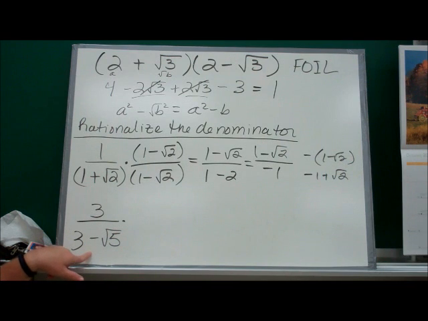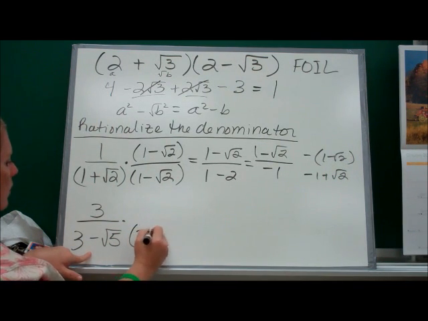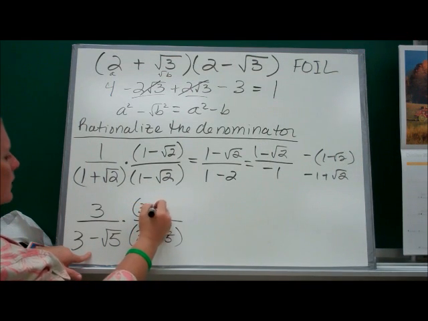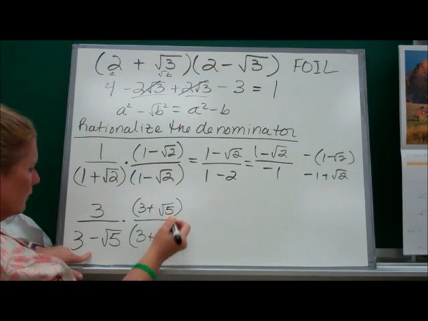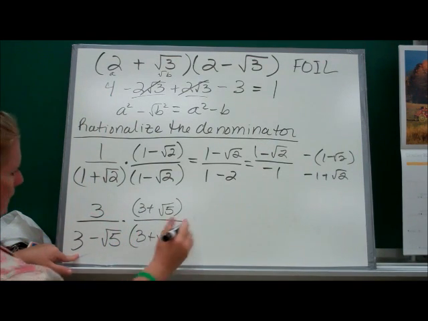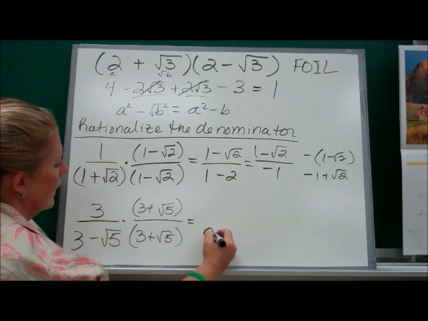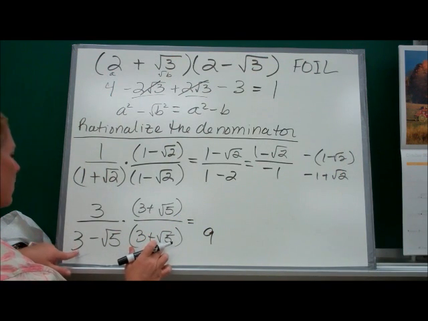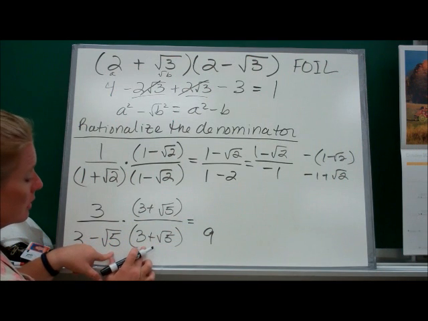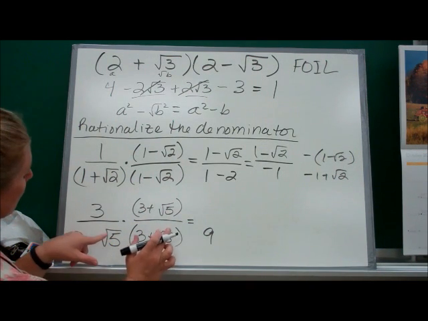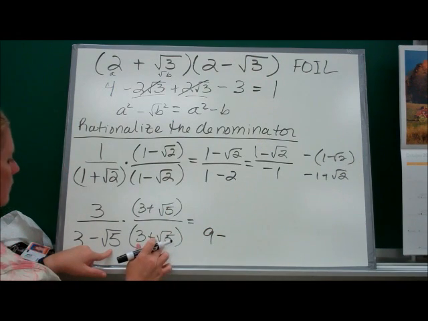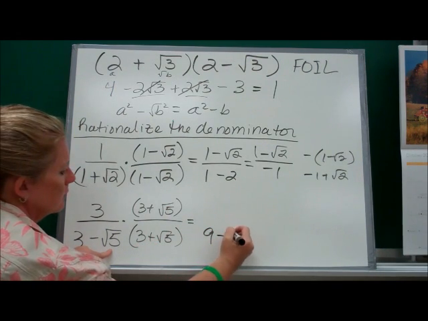Next one. Conjugate pair. Multiply by it: 3 plus the square root of 5 over 3 plus the square root of 5. Okay, 3 times 3 is 9. So this is going to be 9 plus 3 square roots of 5 minus 3 square roots of 5. Oh, they cancel each other out. Minus the square root of 25, which is 5.